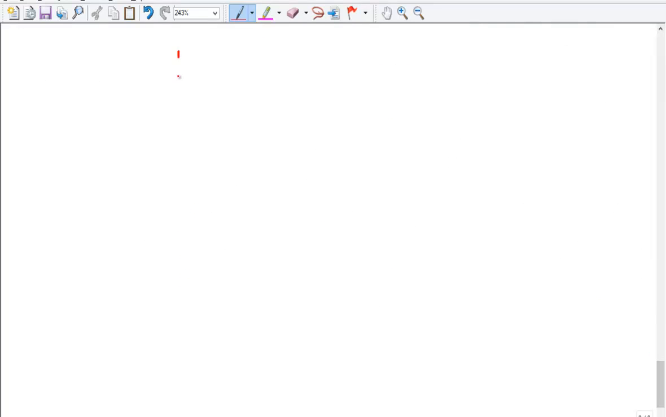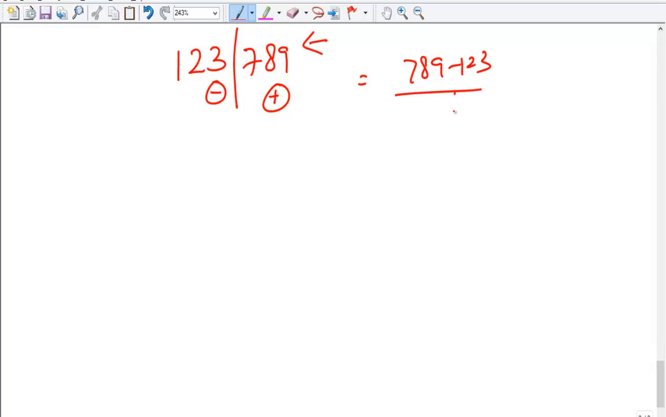Same is the case. If I got something like 1, 2, 3, and the next one is 7, 8, 9, then clubs of 3, 3. So this one is plus sign, this one is minus sign. So that is 789 minus 123 by 13. That is 666 by 13. The remainder is 3. Or else, let's say we have got 1, 2, 3, 4, 5, 6, 7, 8, 9.